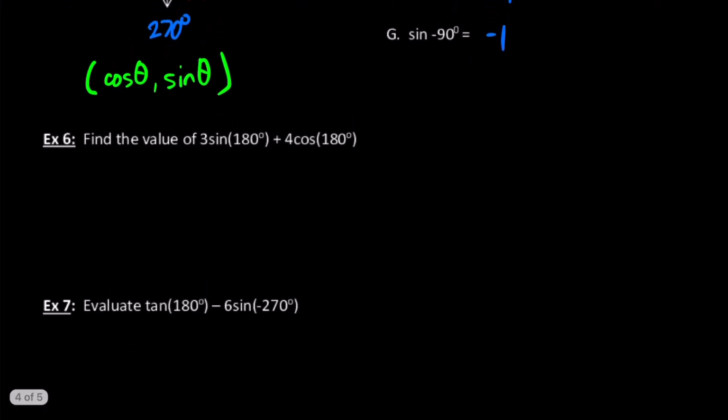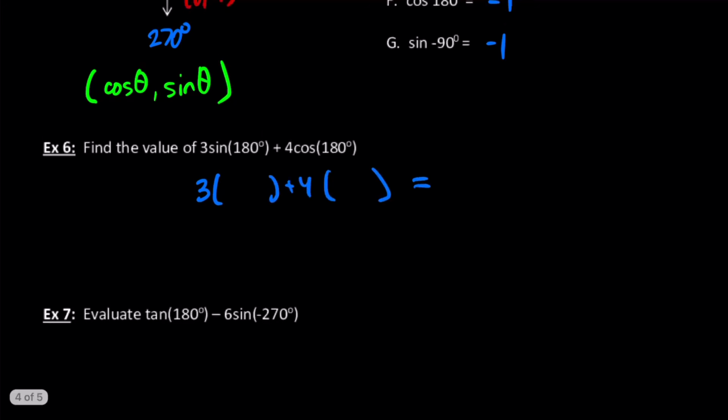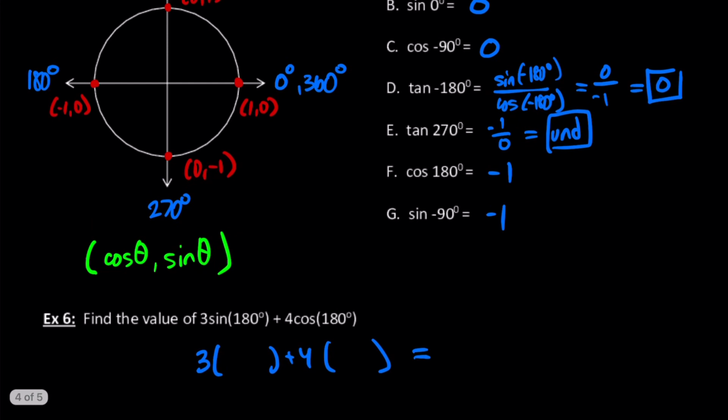Okay, so now example 6 and 7, they're just going to put what we did up above into a simple algebraic expression. Find the value of 3 sine 180 plus 4 cosine 180. So basically what I do here is just rewrite this as 3 times something plus 4 times something. I'll scroll up to this unit circle. Sine of 180, there's 180. There's the coordinate for 180. Sine is the y value. So that's a 0. Plug a 0 in here.